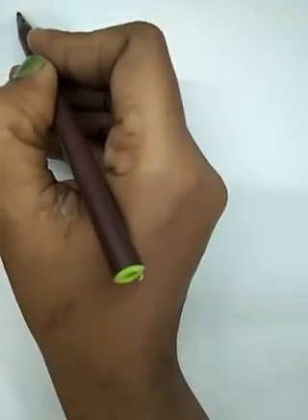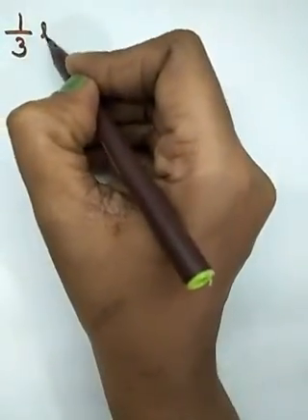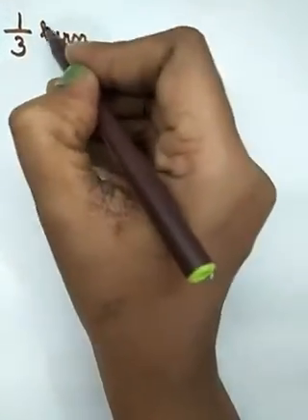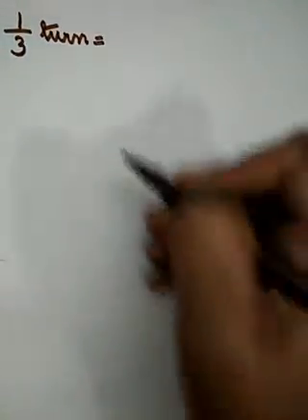Good morning, children. Today we are going to study another type of turn, that is 1/3 turn. 1/3 turn means 1/3 of a turn. Okay. So children, let me write down first 1/3 turn. So what shall I write? I will write 1/3 turn. So children, now all of you know 1/3 of what?